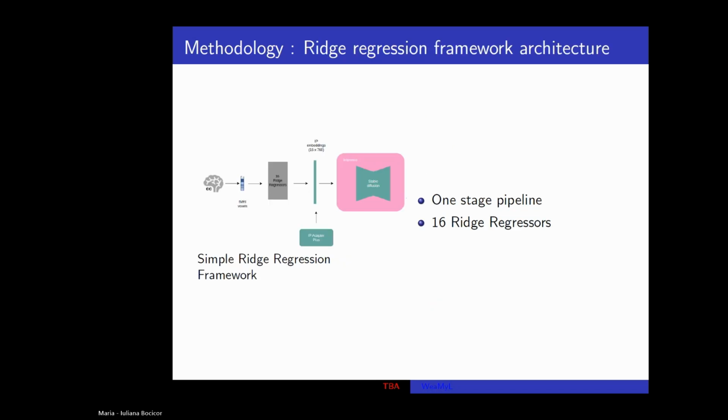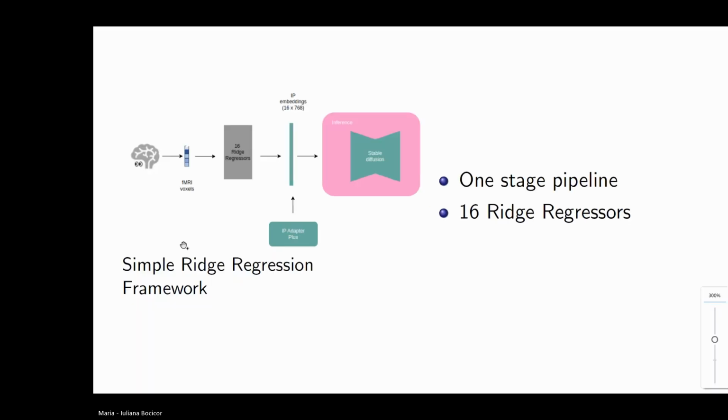So here is a diagram of the regression framework architecture. This is the single subject framework, and we have the array of voxels. Then we have 16 regressors, one for each predicted embedding. And after they are trained, we use those to reconstruct the image with stable diffusion. Next slide, please.